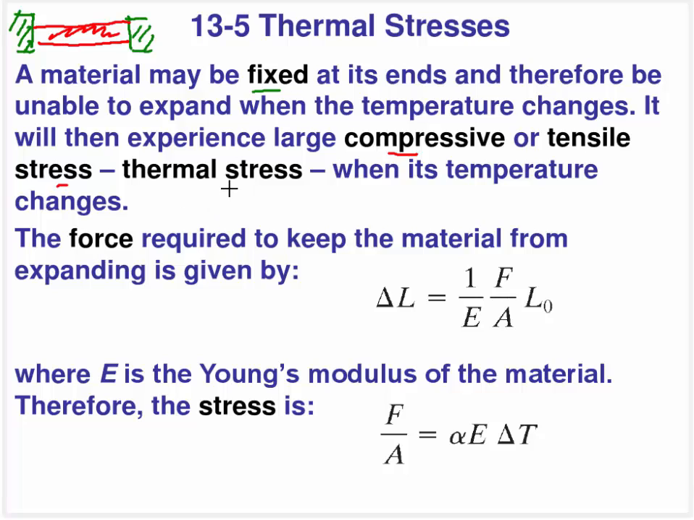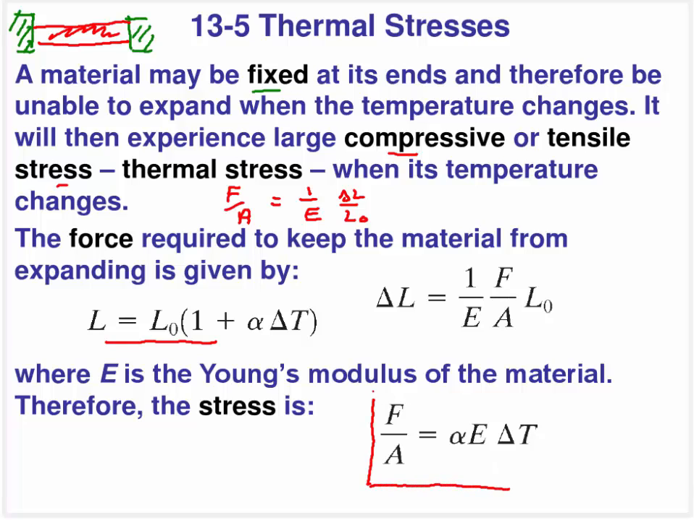And we know we can write our stress, our force per unit area, as Young's modulus E multiplied by the change in length divided by the original length. This is a Physics 101 equation, or 201 equation. We can then use that in conjunction with this expression for the length as a function of temperature, to rewrite the stress, the force divided by area, as Young's modulus multiplied by the coefficient of linear expansion multiplied by the change in temperature.